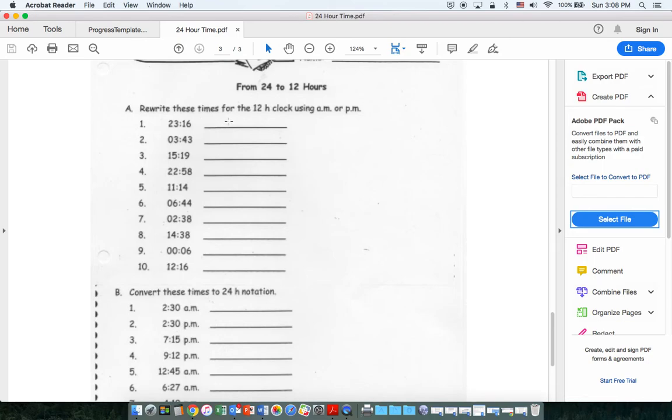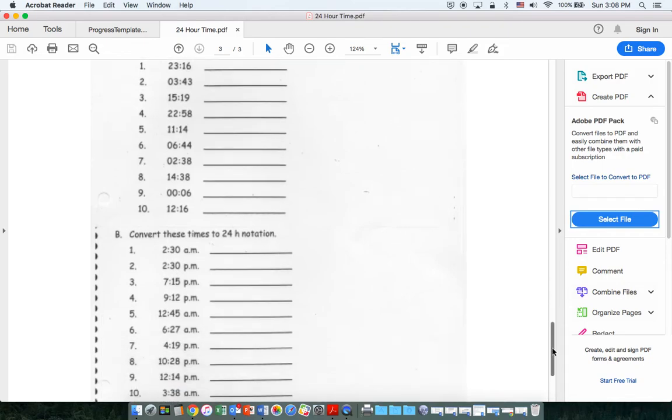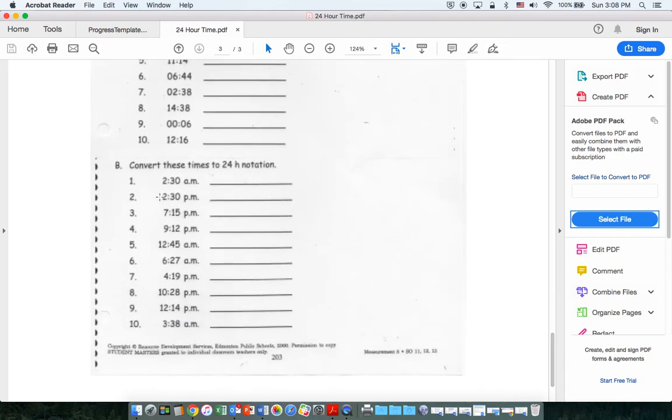Now let's do the reverse. We're given a 12-hour time, and we're going to put it in 24-hour notation. We'll do the first two. 2:30 a.m. Believe it or not, you don't have to change anything with this. You drop the AM and you simply put a 0 in front of the 2. 2:30 in the morning is 02:30 on a 24-hour clock. The only difference is you don't have the AM at the end, and you have a 0 in front of the 2 here.